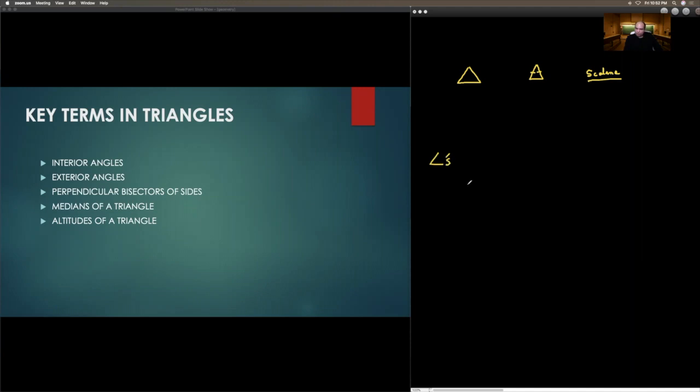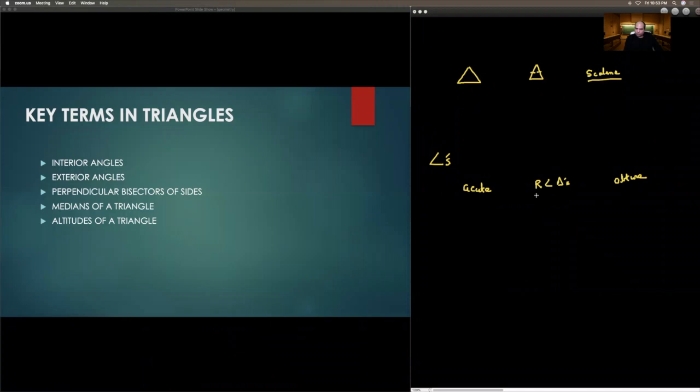Try to think about medians for acute angle triangles. How do they look? Try to think about medians for right angle triangles. And try to think about medians for obtuse angle triangles. So maybe I'll pick up one or two of them and show you.